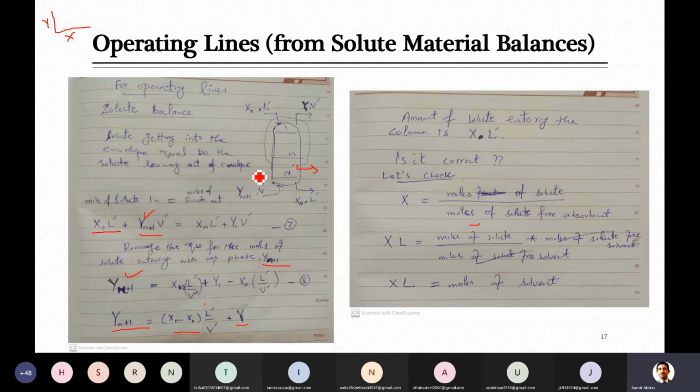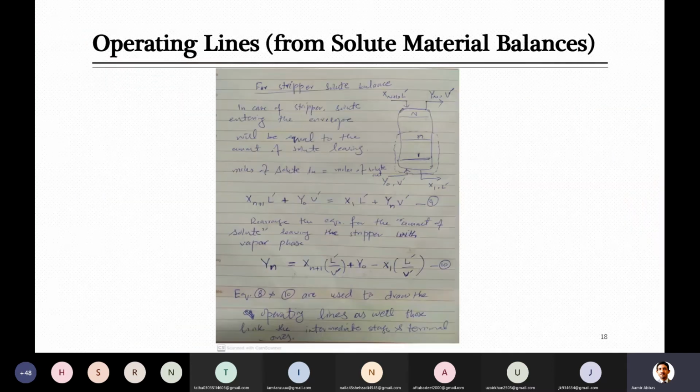So this is the equation for our operating line to draw the operating line in the case of the absorber. So let's look at the other side, which is the stripper, because we have to move both together. So for the stripper, similarly, we can develop the relationship between terminal concentrations and the concentration inside the column, and that can be developed by applying the material balance on the solute again, similarly as we did in the case of the absorber.